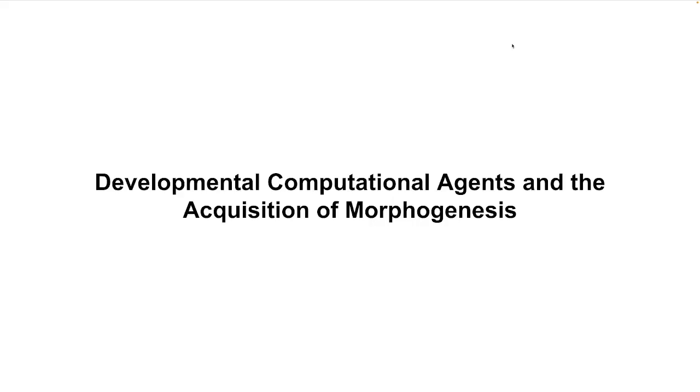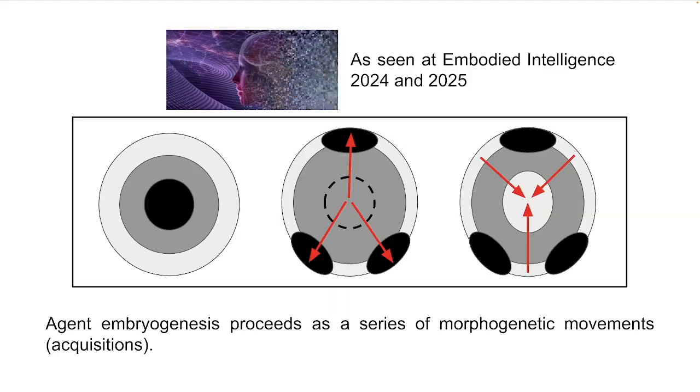Now let's review some of the work that we've done on developmental computational agents and how they acquire morphogenesis and, by extension, acquire behavior. This has been talked about in our presentations at the Embodied Intelligence Workshop in both 2024 and 2025, and those videos are also on our YouTube channel. So go look for our Embodied Intelligence Workshop playlist and you'll find more information about it.